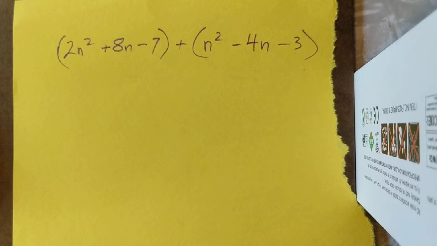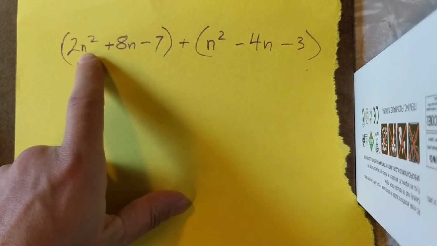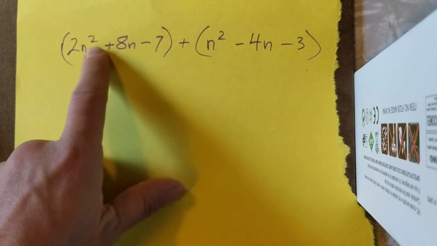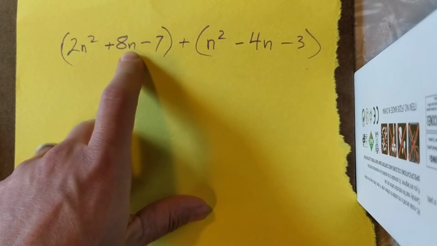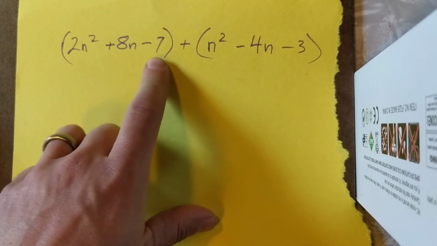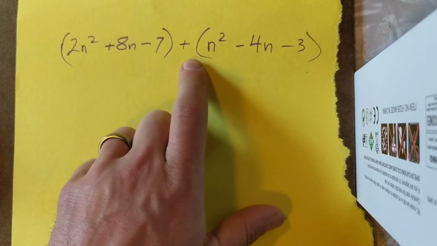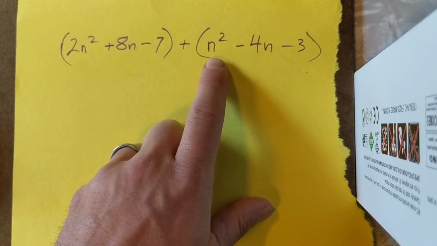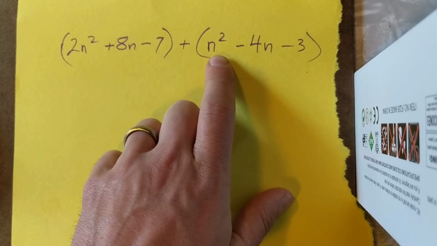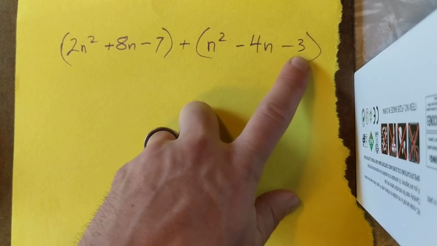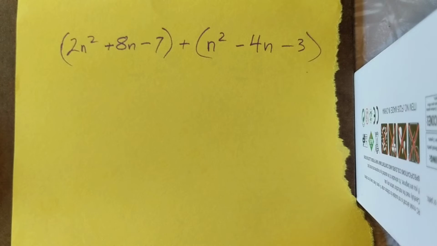I think we were at 60, minus 3 is 57. So 273 plus 57. Okay, but that's only if n is 10. N could be anything. What if it's 2? 2 squared, 4 times 2, we're up to 8, plus 16 more, that's 24, minus 7, 17. Plus, n is 2 still, 2 squared is 4, minus 8, negative 4, negative 7. So 17 plus negative 7.